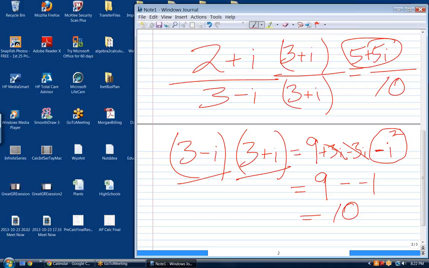So treat i just like any letter or number in terms. When you're multiplying it together, just FOIL it like you normally would. It's just that whenever you get an i squared, convert that to minus 1.